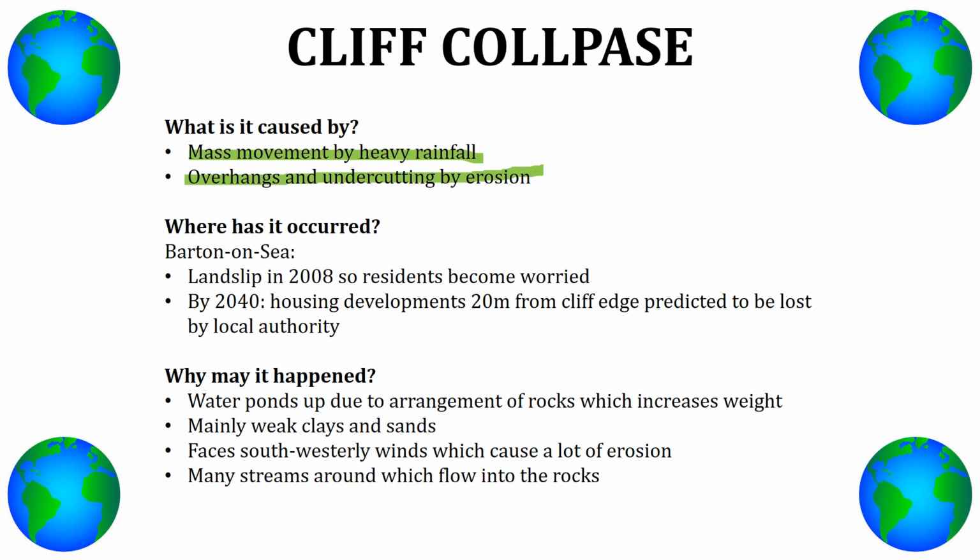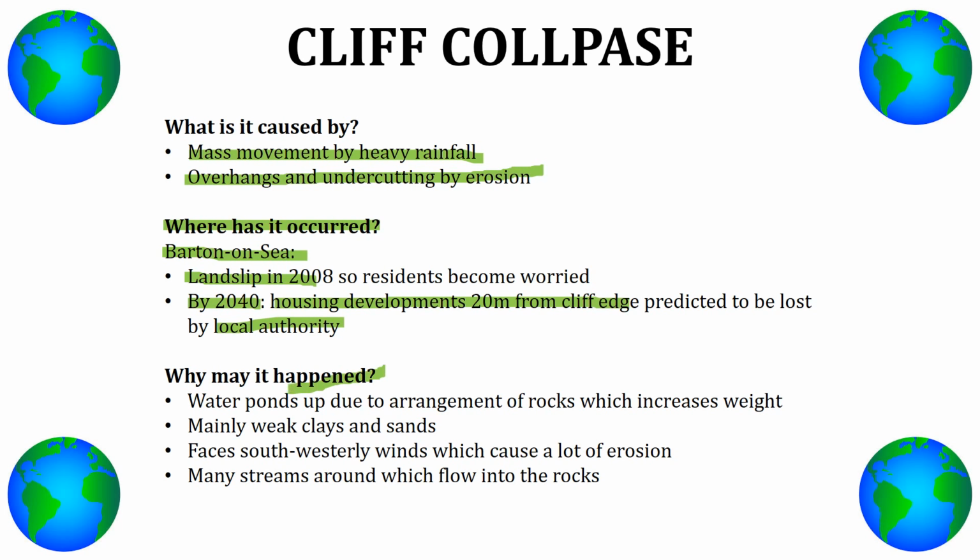Where has it occurred? Well, it has occurred in Barton-on-Sea, which is in Hampshire. There was a landslip in 2008, so the residents became worried. And housing developments, which are 20 meters from the cliff edge, are predicted to be lost by 2040 by the local authority, which obviously the residents are going to be worried about, but you can't really stop erosion happening. So that is where cliff collapse has occurred.